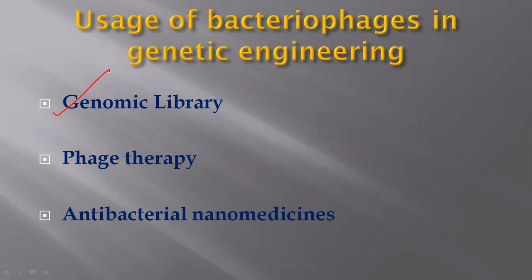A very important use is the genomic library. Bacterial plasmids are utilized for that purpose, but now phage DNA has also been used as vectors in genetic engineering. So there is the development of genomic libraries, with a large collection of genomes of bacteriophages, and there are multiple copies of them that we can utilize for our purpose.